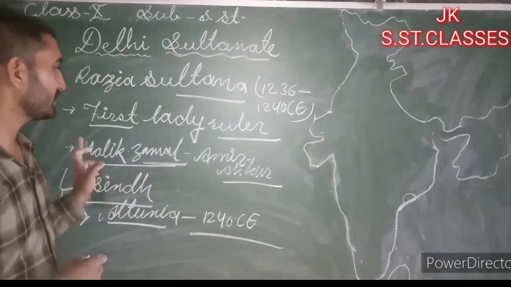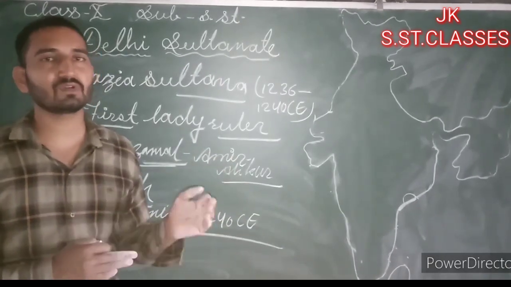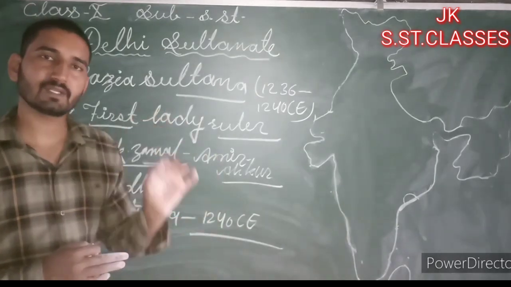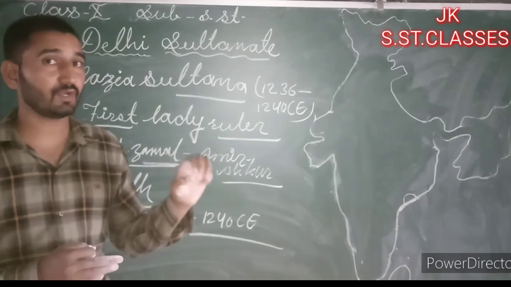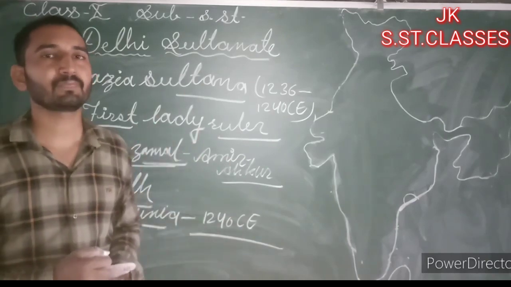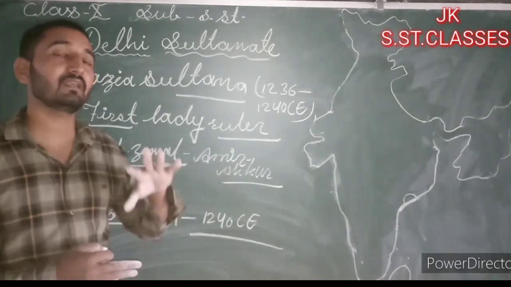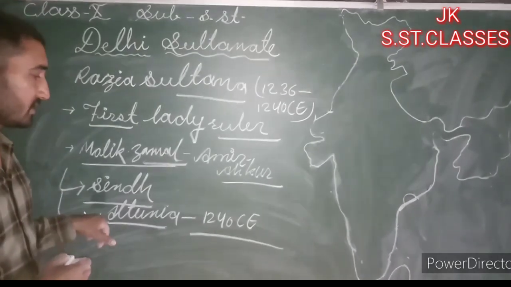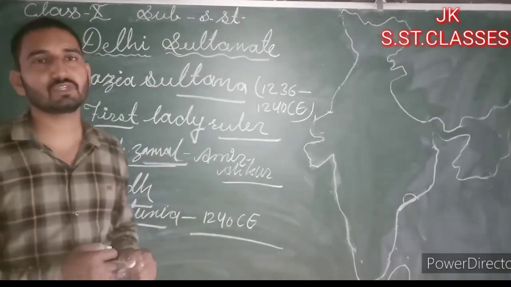Rajya appointed Malik Jamal as Amir Akhur, means the superintendent of royal stable, and because of that, the Turkish armies got annoyed with her. She started to wear a cotton cap. Because of that also, they were annoyed with her. Along with that, she neglected the well system. Malik Jamal was assassinated in Sindh region while he ran there to cross that wall, and Rajya married with Altunia, and they both were assassinated in 1240 Common Era.